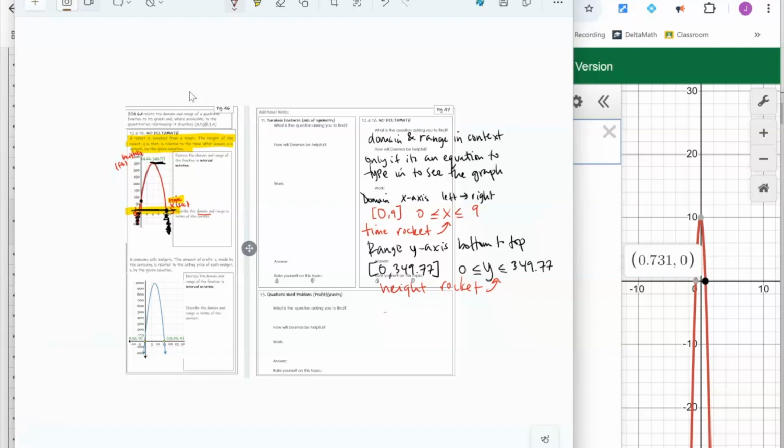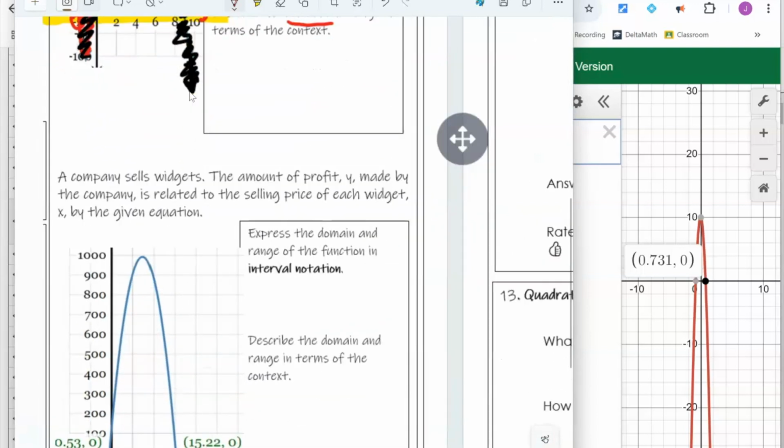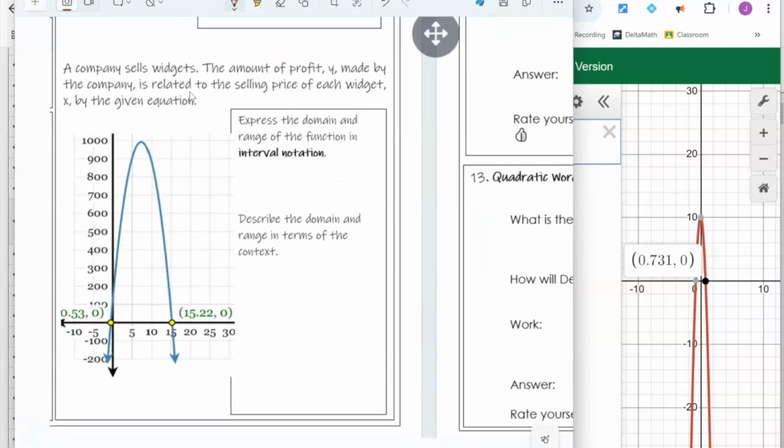And if you want to mention time too, that's fine. But as long as you say something about the height and the rocket, okay? So the rocket was launched at 50. It reached a maximum height of 349.77 before coming all the way back to the ground. There's another sentence, a little bit longer, but it all works. All right, so now you're going to complete this question, and then you're going to come and show me.